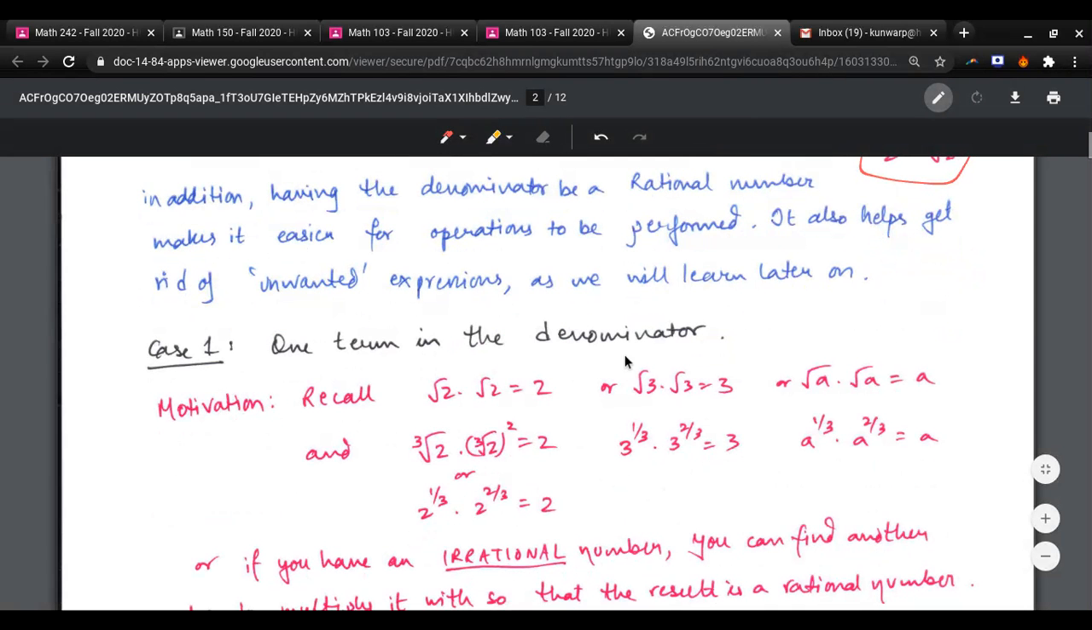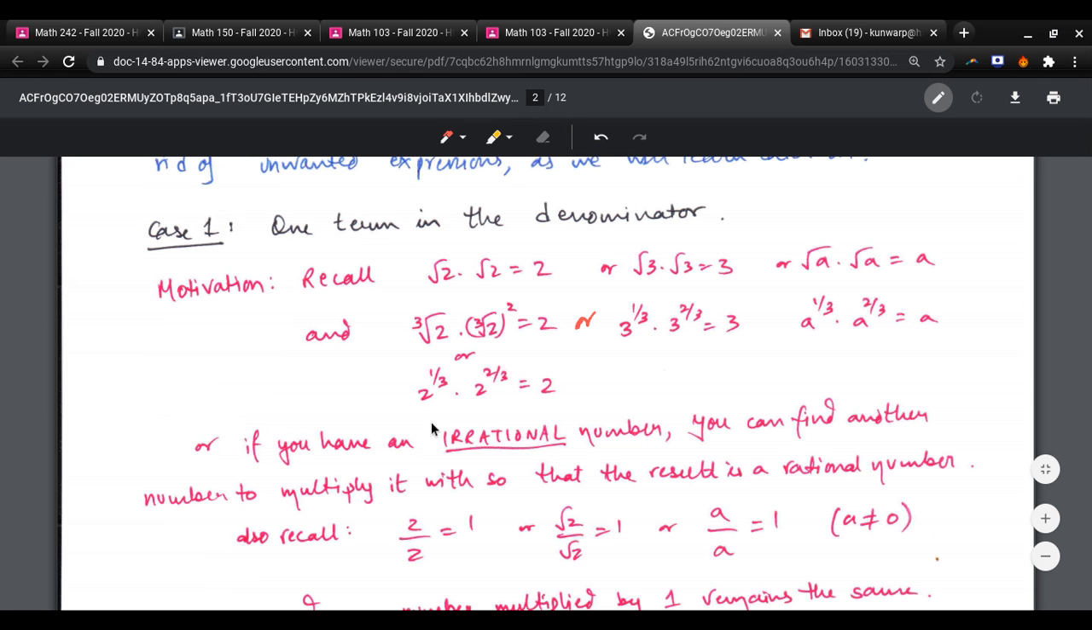Case 1, one term in the denominator. Motivation, recall, square root of 2 times square root of 2 is 2, or square root of 3 times square root of 3 is 3, and square root of a times square root of a is a, for any number a. Similarly, cube root of 2 times cube root of 2 squared gives me 2, or 3 to the 1/3 times 3 to the 2/3 gives me 3, or a to the 1/3 times a to the 2/3 gives me a, and so on. Basically, saying that if you have an irrational number, you can find a number to multiply it with so that the result is a rational number. That's the first motivation.